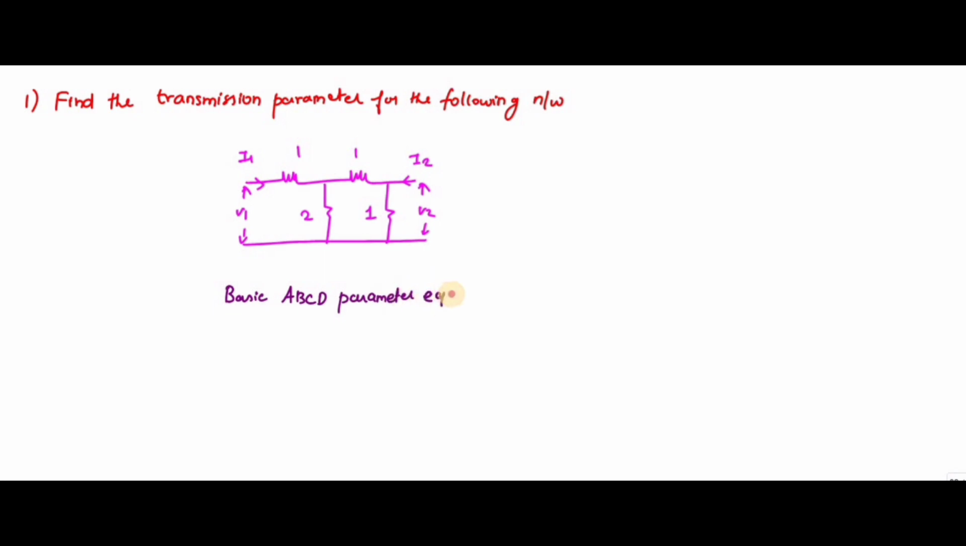The basic ABCD parameter equations should follow from V1 and I1. First, V1 is equal to A into V2 minus B into I2. Likewise, I1 is equal to C into V2 minus D into I2. So it forms a matrix called ABCD: A, minus B, C, minus D.